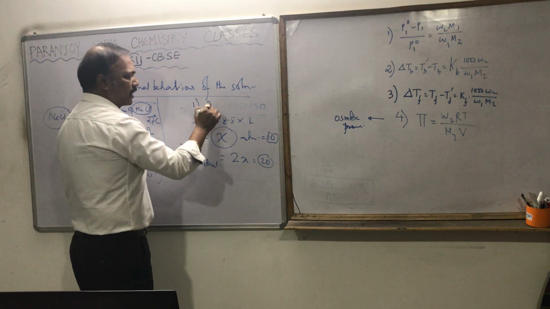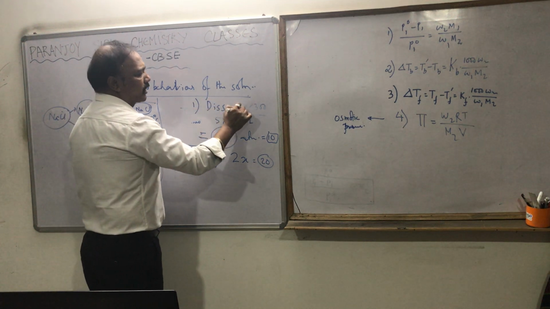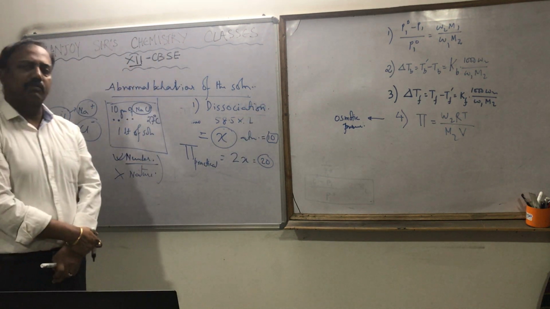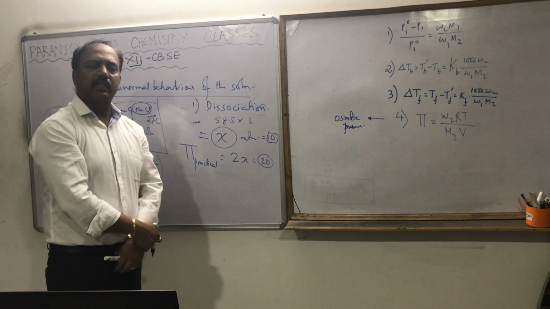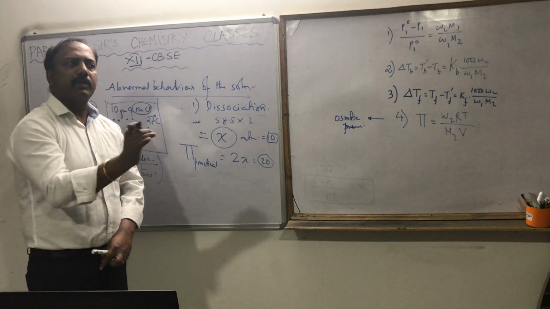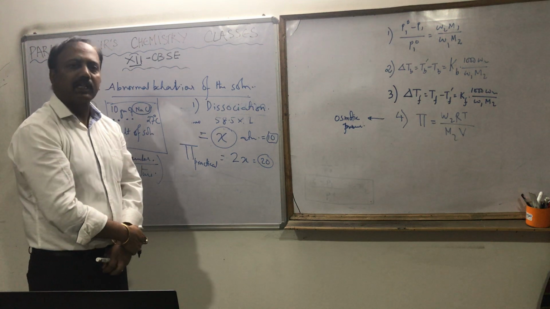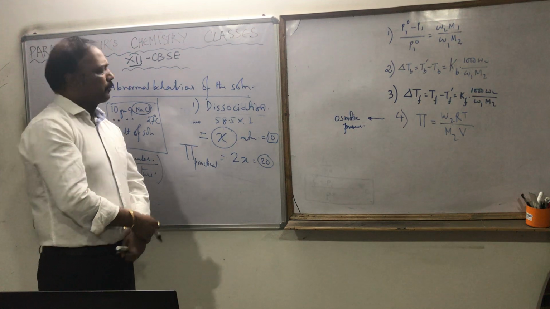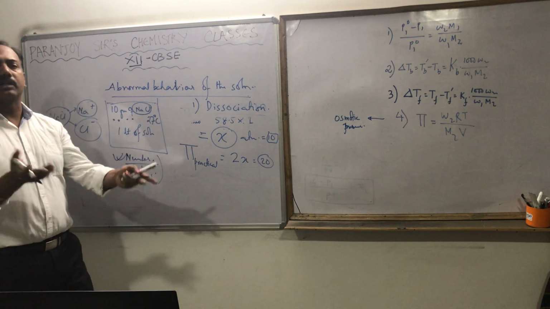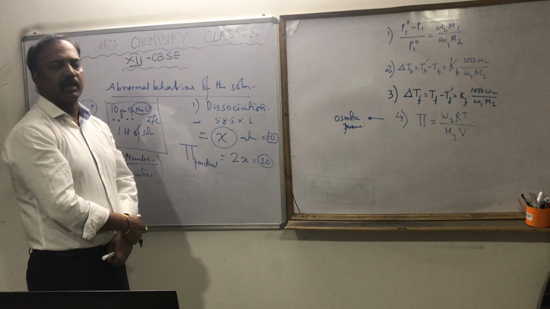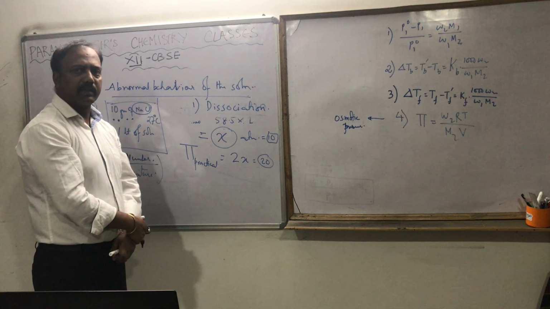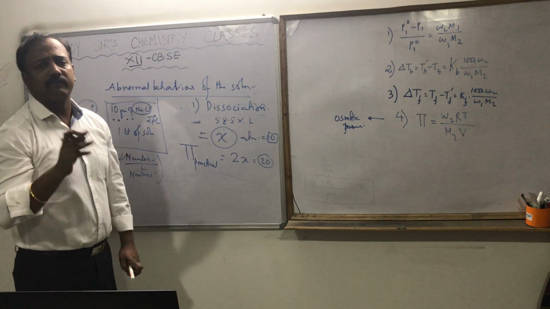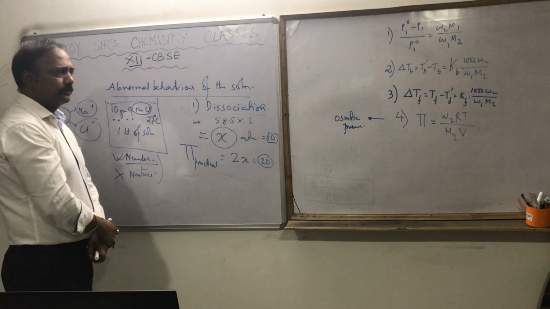This is called dissociation. So the abnormal behavior is because of what? Because of dissociation of the solute particles. If the solute particles are dissociated, the number of particles in the experiment becomes greater than the expected one. Suppose we are thinking of one particle, but it is broken down into 2 or 3 particles, or maybe 1.5 particles, whatever. So it will be greater. Since it is greater, all the colligative properties values will be found greater than the expected value.